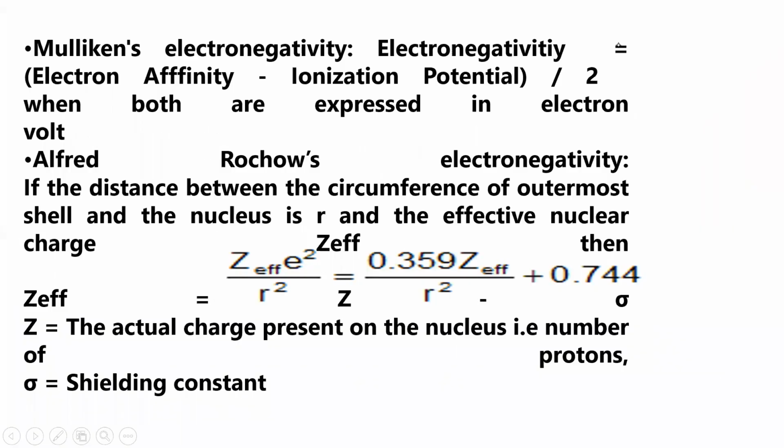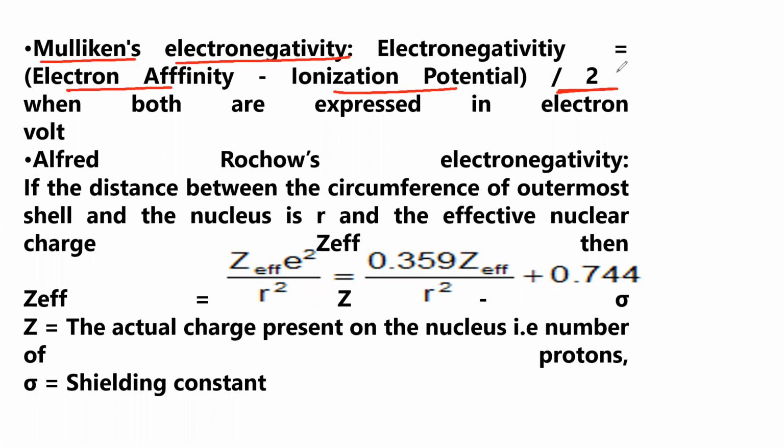One more scale is Mulliken's electronegativity. How to calculate the electronegativity value: it is electron affinity plus ionization potential divided by 2, where both are expressed in electron volts. We'll use the formula for electronegativity like this.